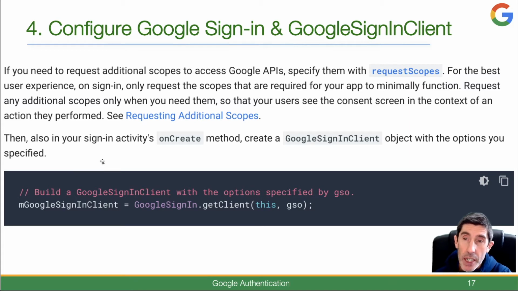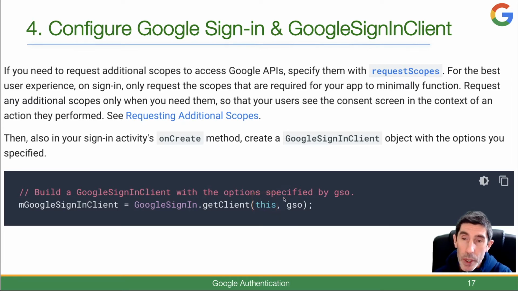Then also in your sign-in activity's onCreate method, create a GoogleSignInClient object with the options you specified. So again, this is what we're using here. We're just assuming this has been declared elsewhere. We will actually be declaring this inside our donation app, the application object. Now, for some reason, the developer docs mix between Kotlin and Java. So you can see here, with the little semicolon at the end, this is Java code that we'll be using, but you get the idea. We're just calling on the GoogleSignInClient, which is part of the SDK, getClient on the activity itself, right?